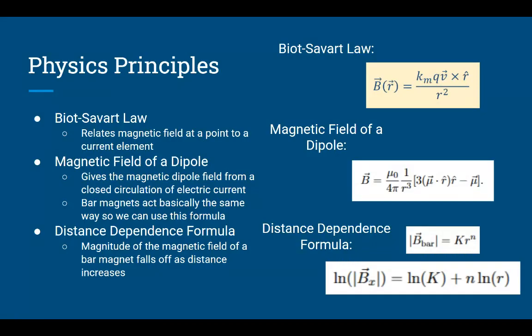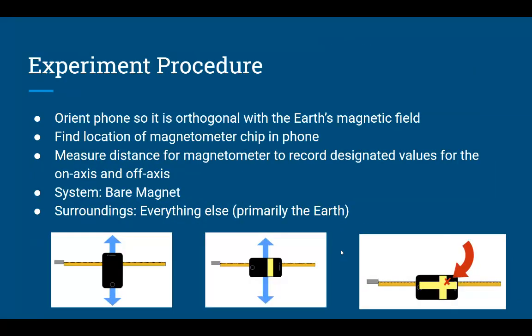And then the distance dependence formula, this is given to us in this lab. But basically, for a bar magnet, B is equal to k r to the n. But what we're going to end up doing is linearizing this later, so we can more easily solve for these numbers, and it gives us something much simpler.